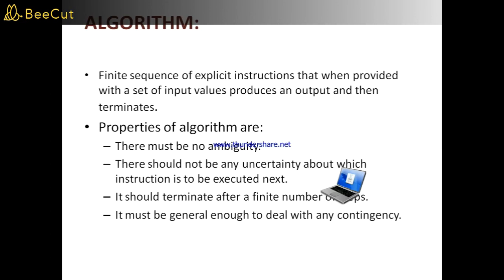Similarly, the next property is that it must be general enough to deal with any contingency. There should not be any kind of complexity in an algorithm. A general solution must be given to the given problem, so that there should not be any kind of contingency. If any problem arises, in general we need to solve the problem.